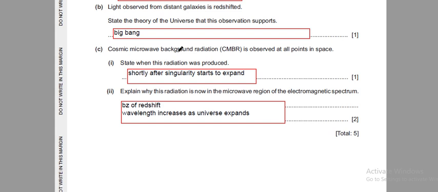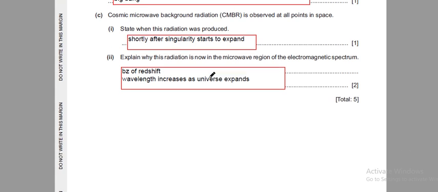Cosmic microwave background radiation is observed at all points in space. State when this radiation was produced. It was produced shortly after the singularity started to expand. Explain why this radiation is now in the microwave region of the EM spectrum: because it is redshifted, or its wavelength increases as the universe continues to expand.